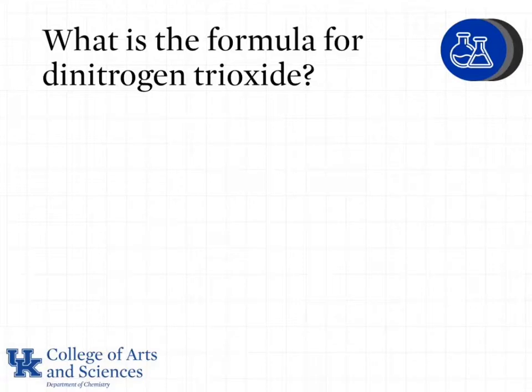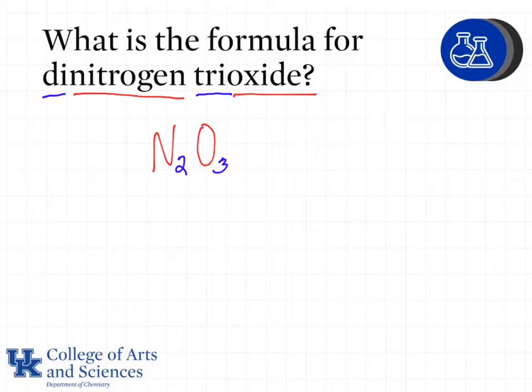What is the formula for dinitrogen trioxide? What we want to look at is the identity of the elements found in this compound name. We see the word nitrogen, and we see oxide, which sounds like oxygen. The next thing we look for are the prefixes. So before nitrogen, we see di. Before oxygen, we see tri. We can use this information to figure out the formula. We know we have 2 nitrogens and 3 oxygens, so our formula is N2O3. So you should be able to interpret the name to determine the formula of a compound.